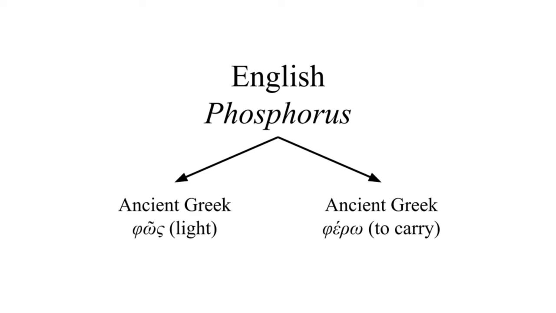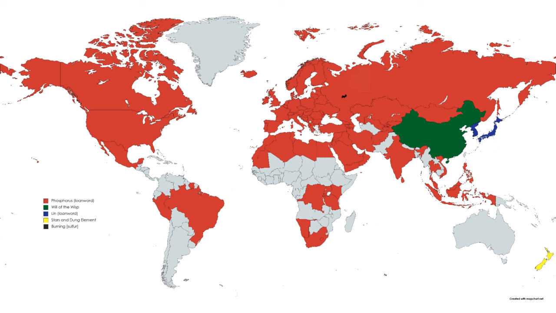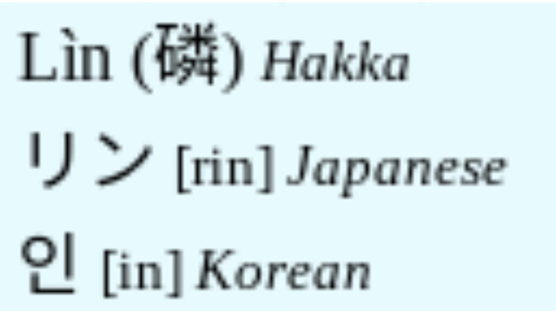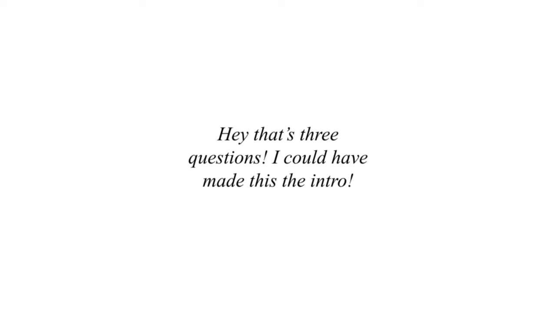Phosphorus, the light bringer itself. Almost every language just uses phosphorus, but the three amigos of Chinese, Japanese, and Korean all use lean. Why? Which one came first? Who loaned from whom? Let's get into it.